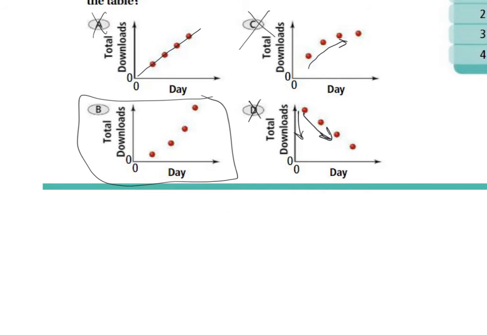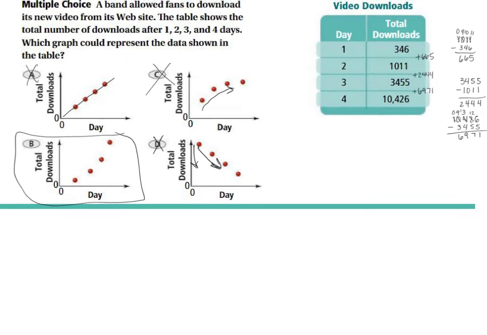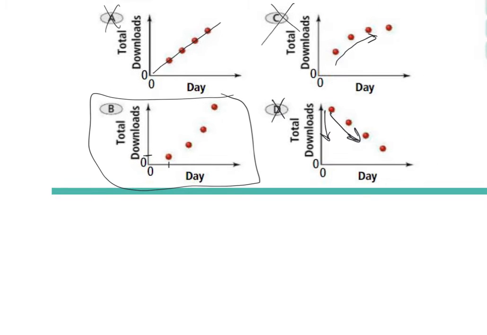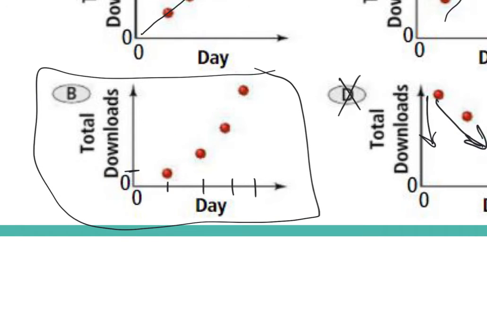So if we started from day 1, we had 346. That would be down here at this point. As we increase our days, these are constant, so these are increasing by the same amount each time. But notice how the graph is going up by a lot more each time. Its increase is here, then it goes here, and then it gets really steep to go up here, okay?